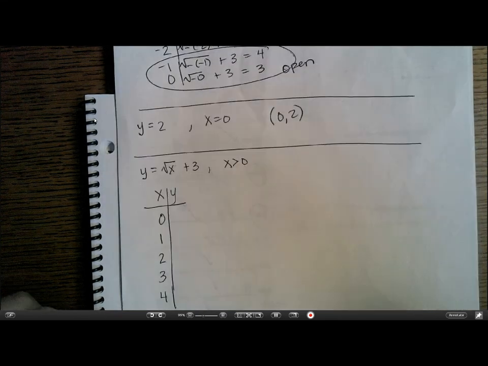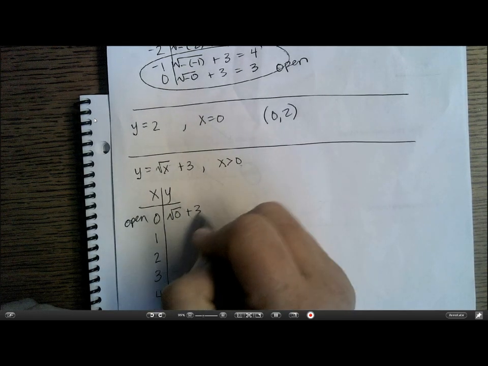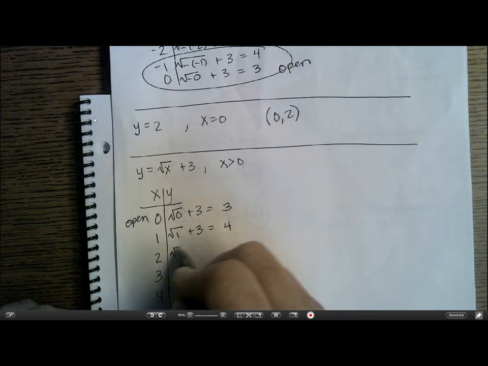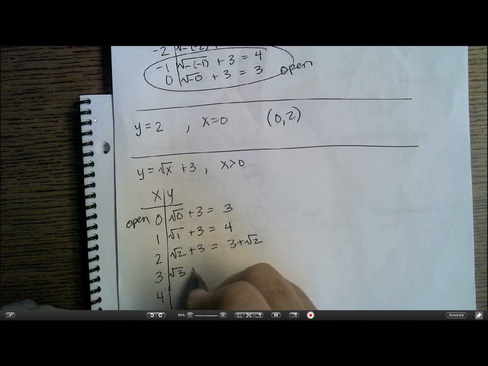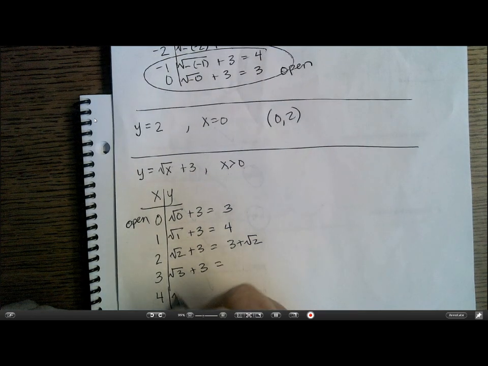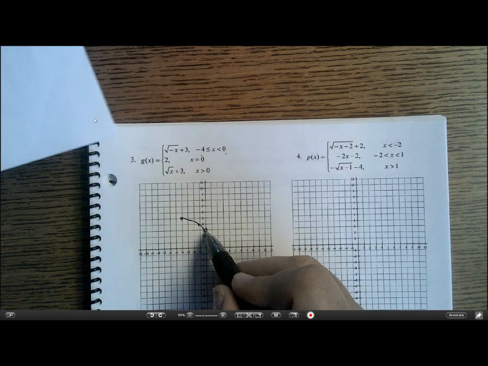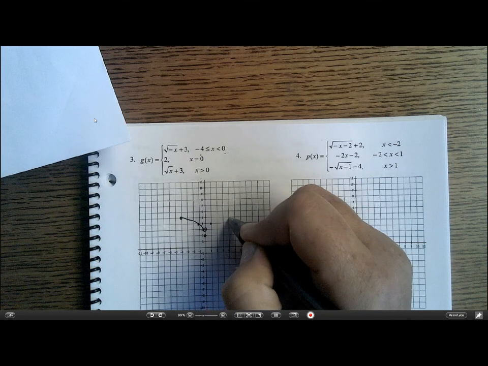And then now I have got the square root of x plus 3, for x greater than 0. This is going to be open. So the square root of 0 plus 3 is going to be 3. Square root of 1 plus 3 is going to be 4. Again, this is going to be 3 plus the square root of 2, and the square root of 3 plus 3. We'll have to approximate that, or I can just plug this in. I get 2 plus 3, which is 5. So if I were to plot those points, 0, 3, again, is open. Then I've got the point 1, 4 from my table. And then I've got the point 4, 5 from my table.